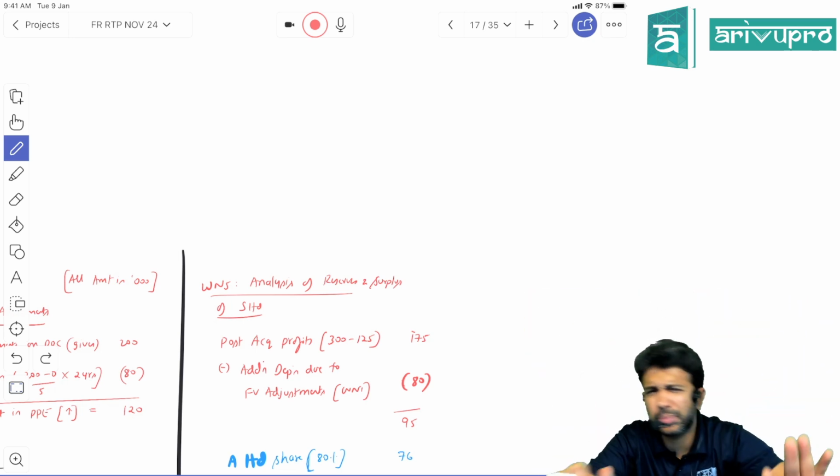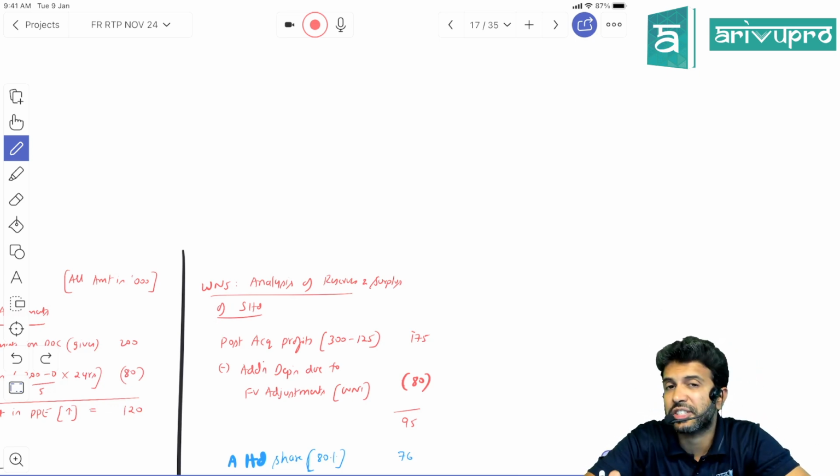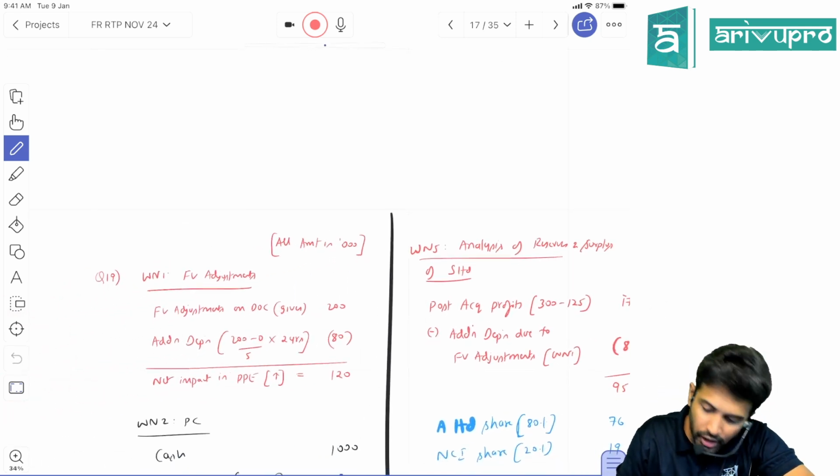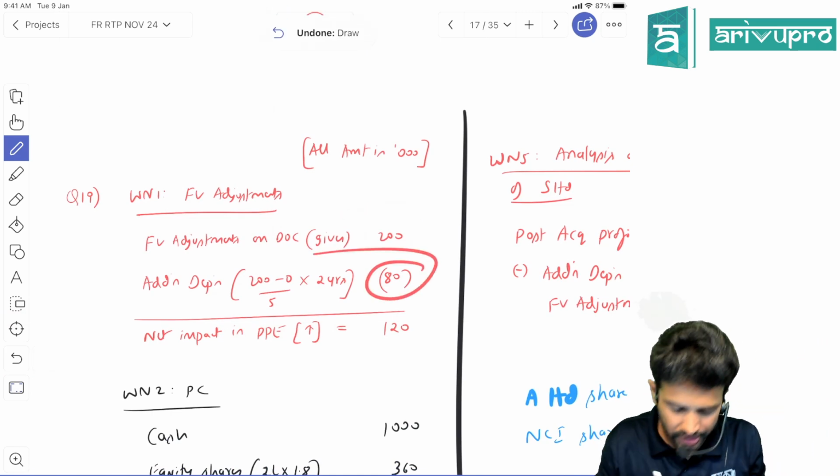No. All that adjustment is not there. But is there any fair value adjustment? Yes. Due to fair value adjustments, will you get any additional depreciation? Yes. Now, fair value adjustment was done 2 years before. What is additional depreciation? 80.